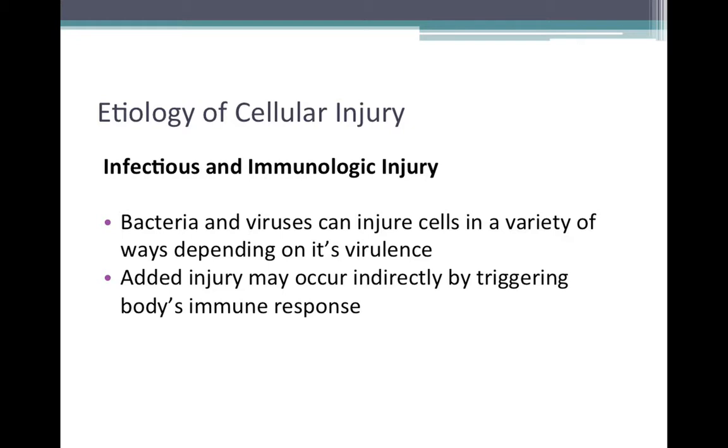Now, bacteria or viruses may injure a cell depending on their own virulence. So, some bacteria are actually intracellular parasites, and some viruses can actually cause injury or damage to the cells.